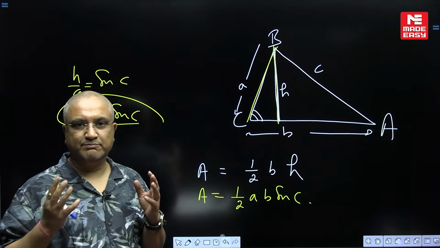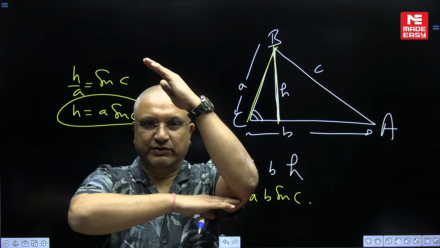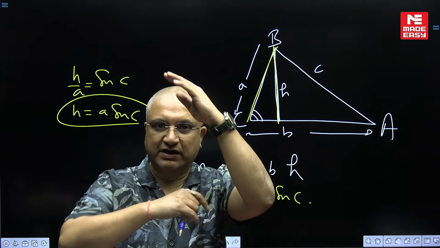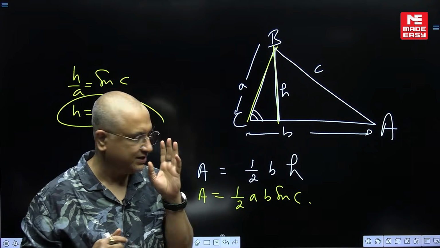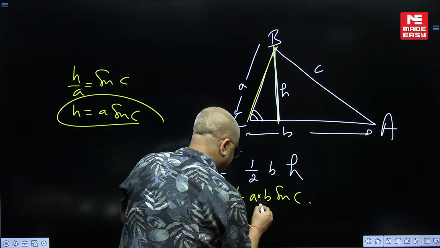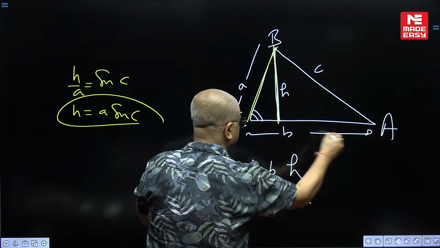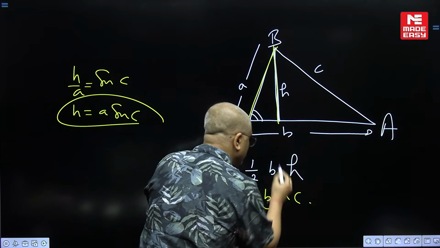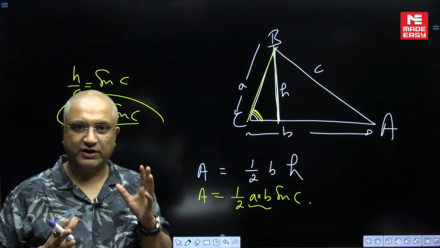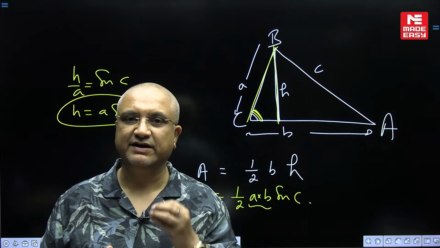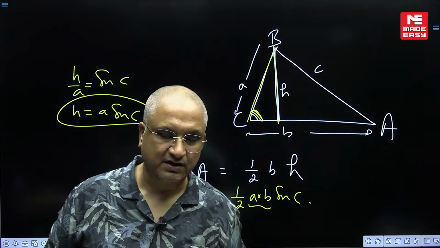The formula is very simple to remember. Take the product of any two adjacent sides, include the sine of the angle between them, do half of the entire stuff, and that is the area. I hope it is absolutely clear to everybody. Take the product of any two adjacent sides, A into B, include the sine of the angle between them, and half of the entire stuff is the area for a triangle. Very simple, elementary, the first formula which we deal with in our class.